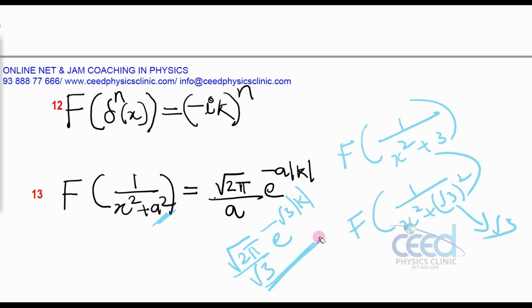Now based on these results we can do some problems in the next class. These 13 properties are very important. Most probable questions come from these properties. Okay, thank you.